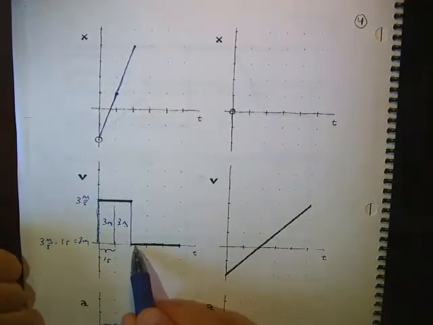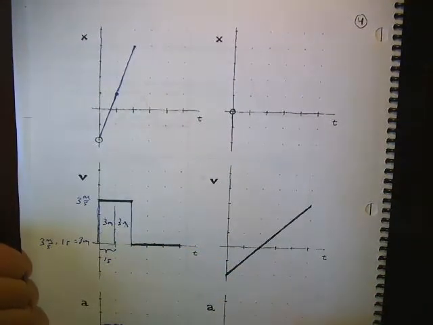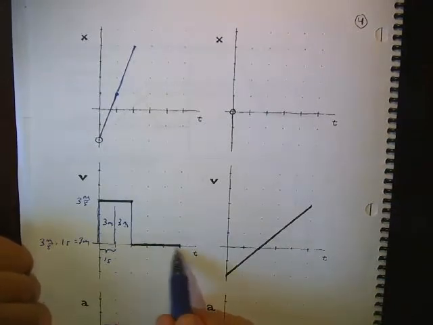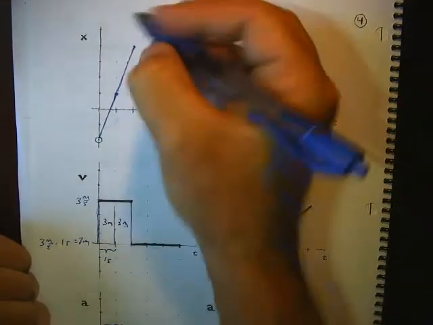Then you get to this stage where the velocity is 0 for the final 3 seconds. Well, what that means is you just shouldn't move. From wherever you start, you shouldn't move. And so for these 3 seconds, we should stay put.